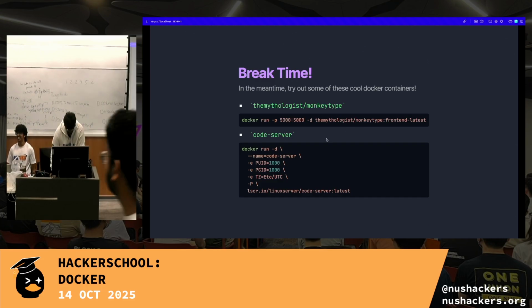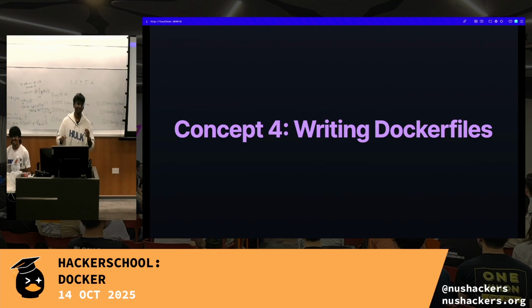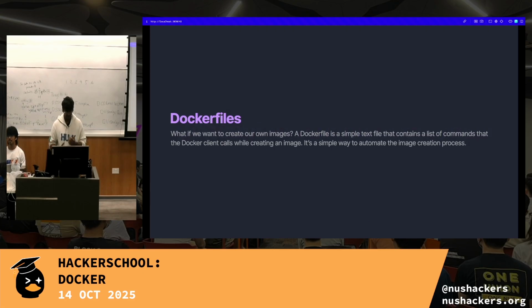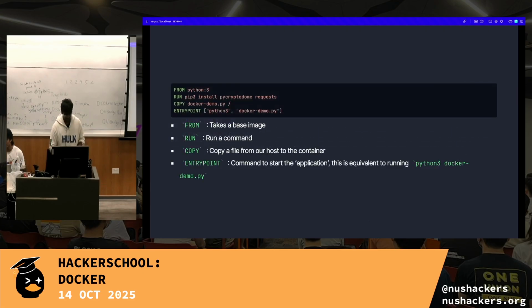Okay, let's continue. So now we have been talking a lot about Docker images, right? You're probably wondering, I want to create my own image, and that's how Dockerfile comes in. That's concept number 4, writing your own Dockerfile. So how to create your own Dockerfile? Let's not copy this. I'll type it out for you guys.